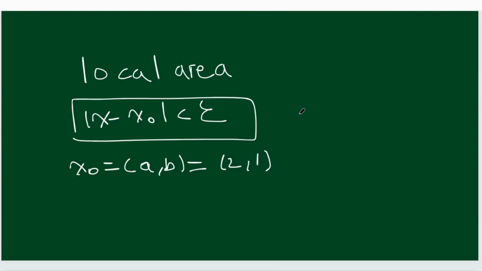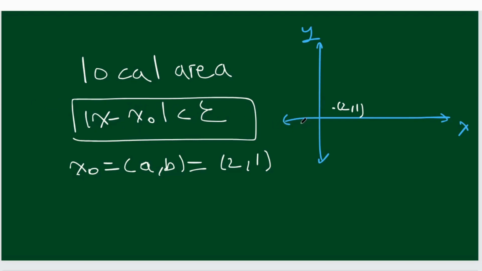And here on a two-dimensional grid, so here's x and here's y. Point (2, 1) is somewhere around here, right? So (2, 1). And here, if we want to get the local area, remember, this local area is basically the solutions that satisfy this inequality. So what values of x in this case will satisfy the inequality absolute value of x minus x0 is smaller than epsilon?